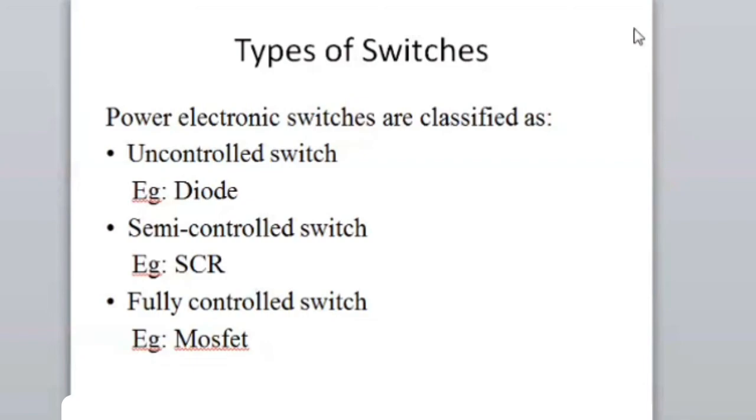Okay, now I think you understood what a fully controlled switch and a semi-controlled switch are. With this, I'm going to end this class. In today's class, you learned about a very important thing, that is switching behavior, properties of the switch, and types of switches.